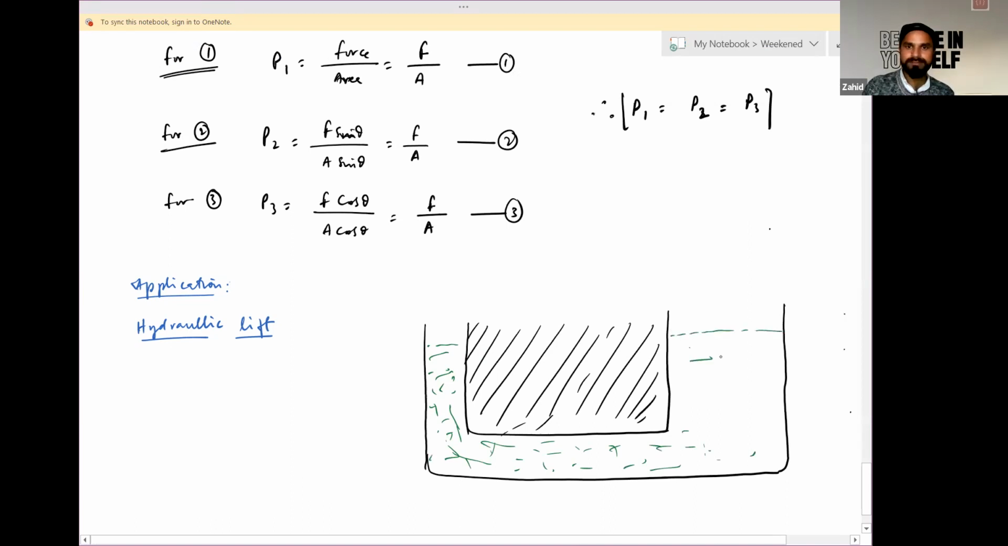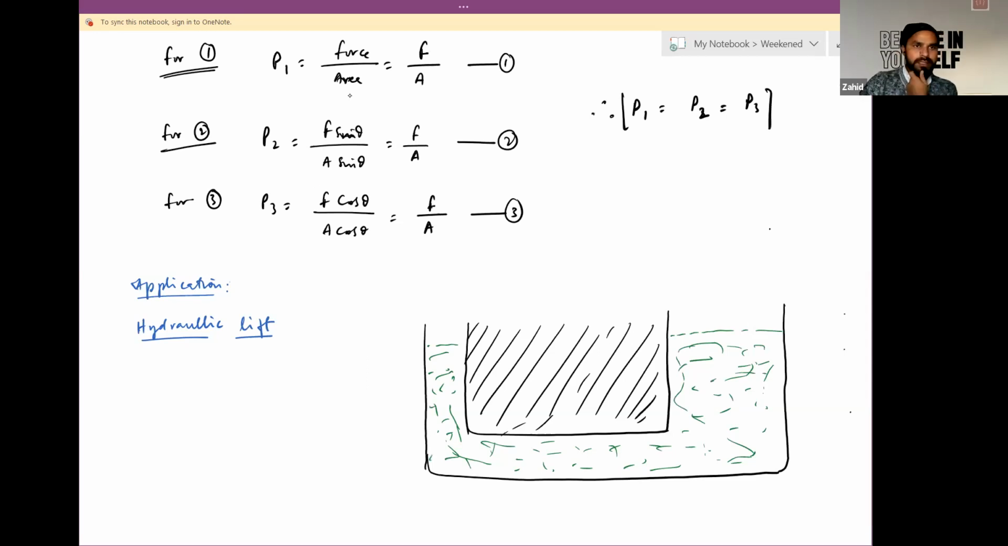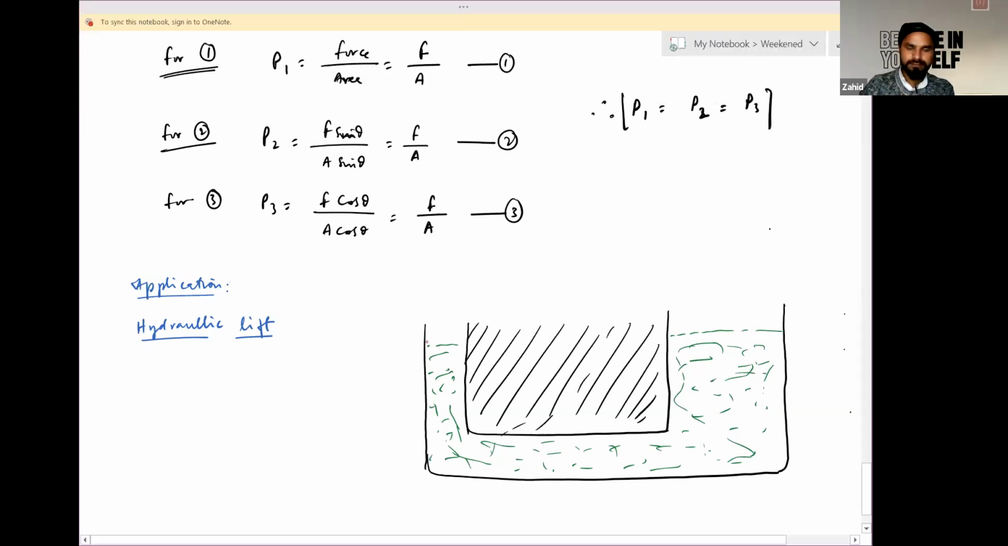Up to this point, which is non-viscous and incompressible. There is a piston at this point having area A1. Another piston at this point having area A2.